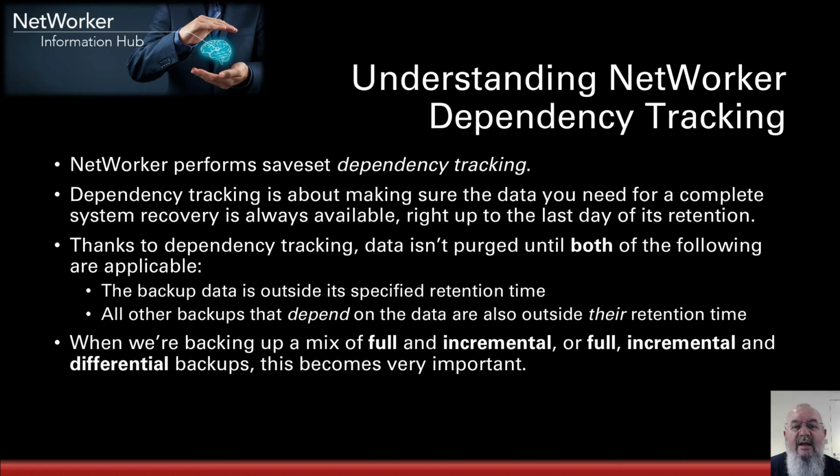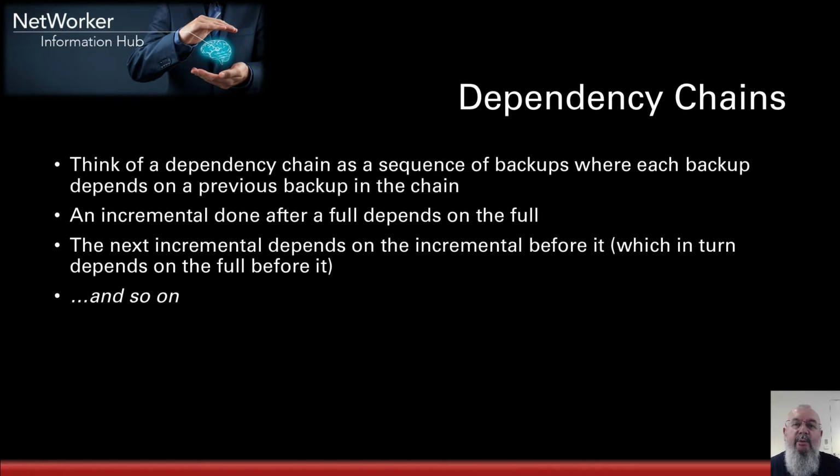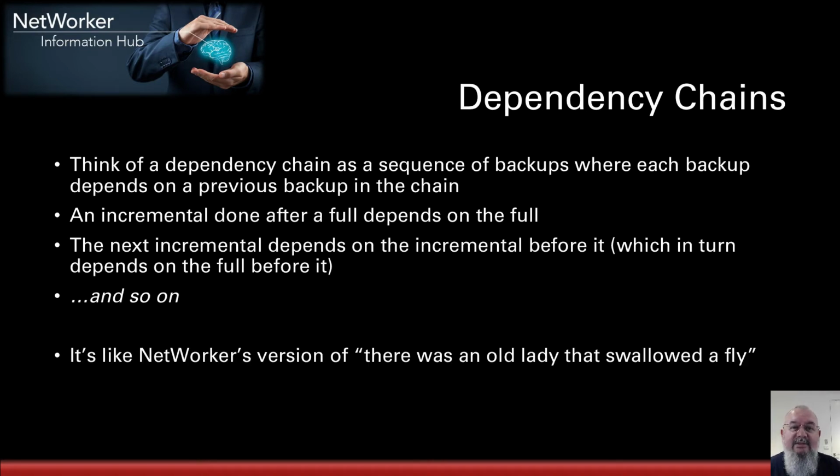Now, what this effectively means is that we build up what we would refer to as dependency chains. You can sort of think of a dependency chain as a sequence of backups where each backup depends on a previous backup in the chain. You can say that the incremental backup that we do after that first full depends on the full, and then the next incremental that you do depends on the incremental that was done before it, which in turn, of course, depends on the full that was done before that, and that goes on and on. It's sort of like NetWorker's version of there was an old lady that swallowed a fly.